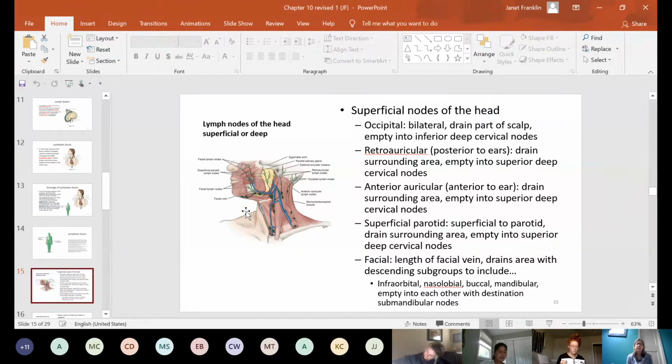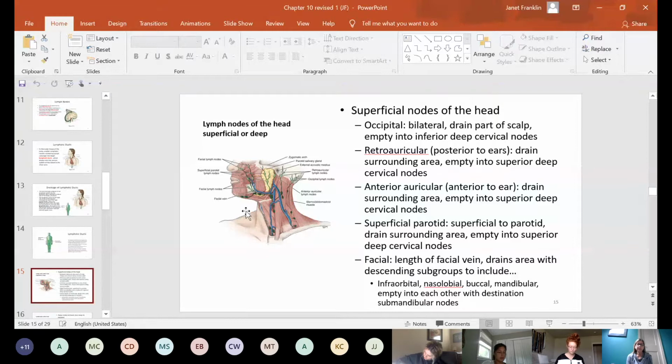When you are doing your extraoral exam, you're feeling a lot of the superficial nodes of the head. You feel around the base of the skull. Those are your occipital. Then your retroauricular, retro being back. Think of retro music, goes back. Auricular, the auricle is the ear. So behind the ear are your retroauricular. Easy to remember, just break down the words.